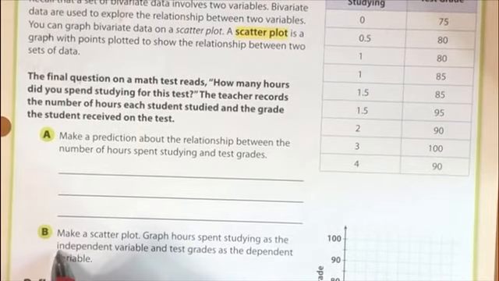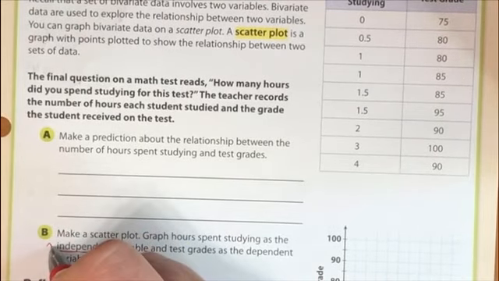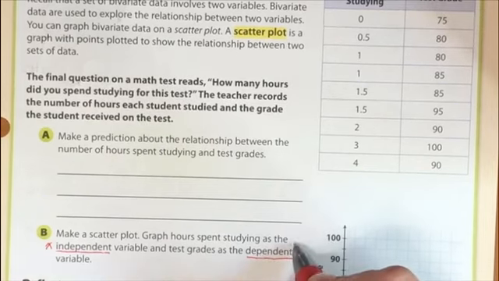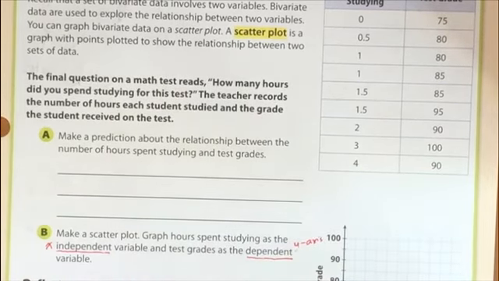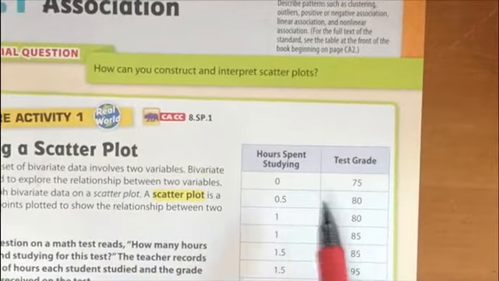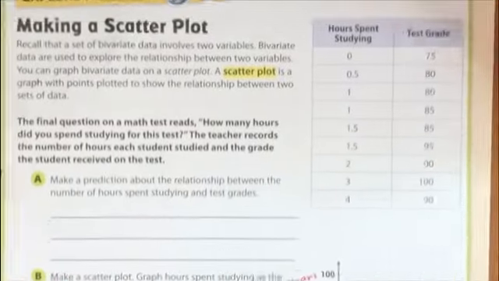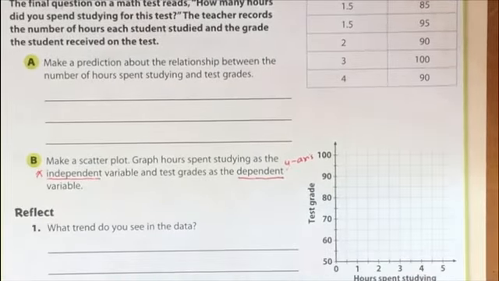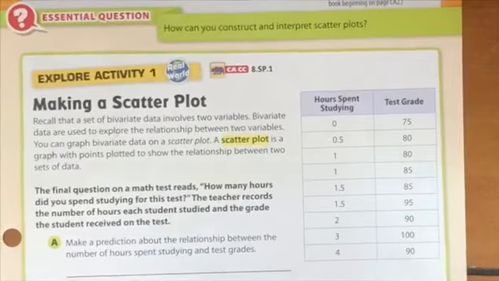So in part A, you make a prediction. In part B, we're going to make a scatter plot. So it says the hours spent studying is going to be the independent variable, and the test grades will be the dependent variable. So independent variables go on your x-axis, dependent variables go on the y-axis.